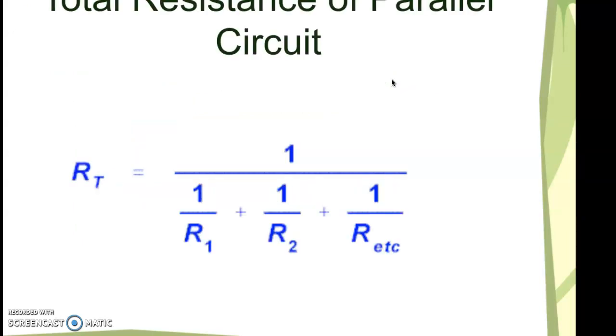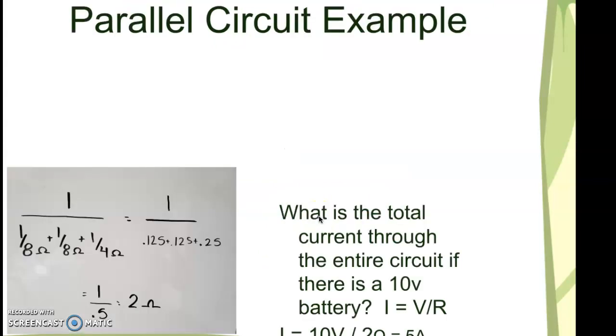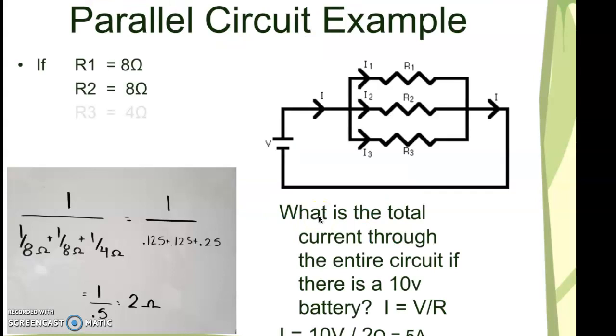When I use this equation, I like to take care of the denominator first. I figure out the reciprocal of the first resistor and I add it to the second and to the third, etc. And then I take the overall reciprocal of that answer. So it's multiple steps, just to make sure you're not screwing it up on your calculator. And the more resistors you have, the more annoying this is, but it's not that bad. So I'll show you how it works.